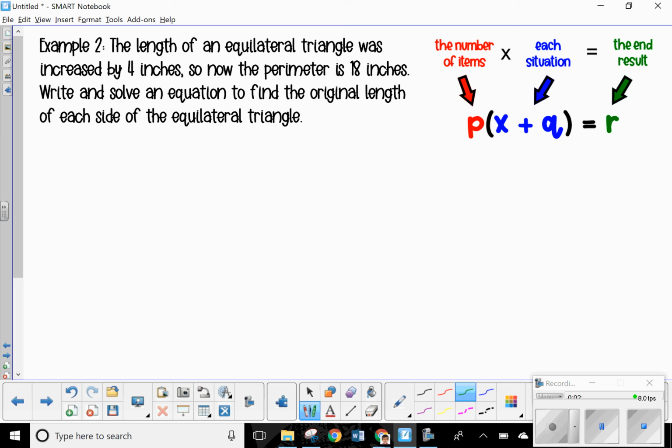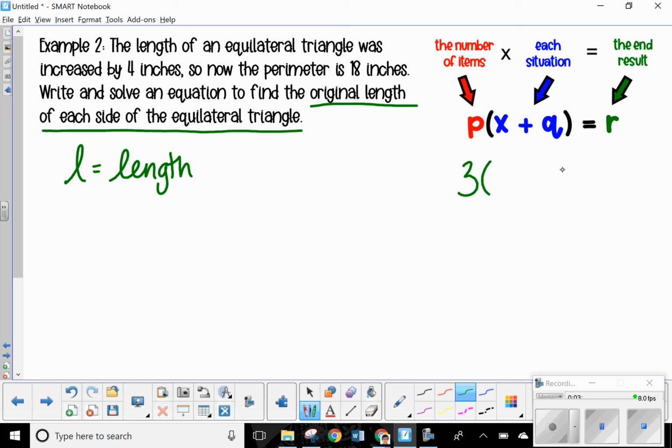So what do we want to find out? We want to find the original length of each side of the triangle. So let's call that L. So we know that this was an equilateral triangle. So the number of items is 3 because it's 3 sides. Now, since we know that it was increased by 4 inches, we know that the length is going to be added to 4 inches. The final result is 18 inches. So our equation is 3 times the quantity L plus 4 equals 18.